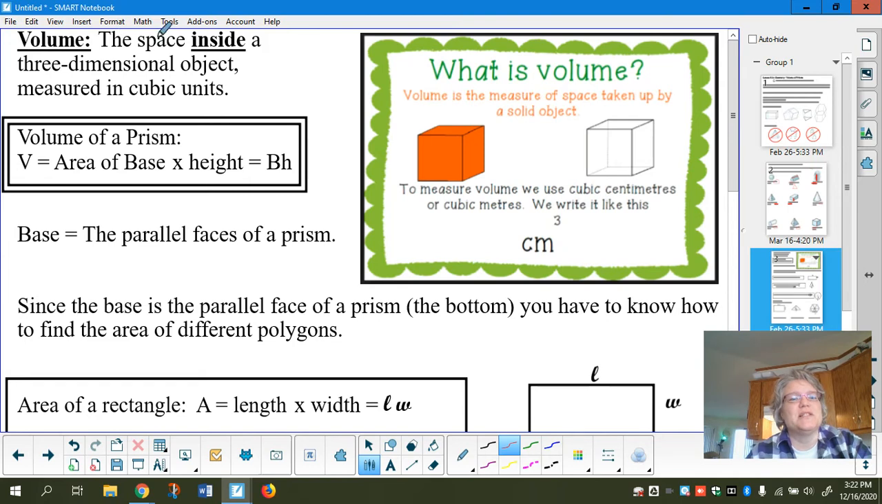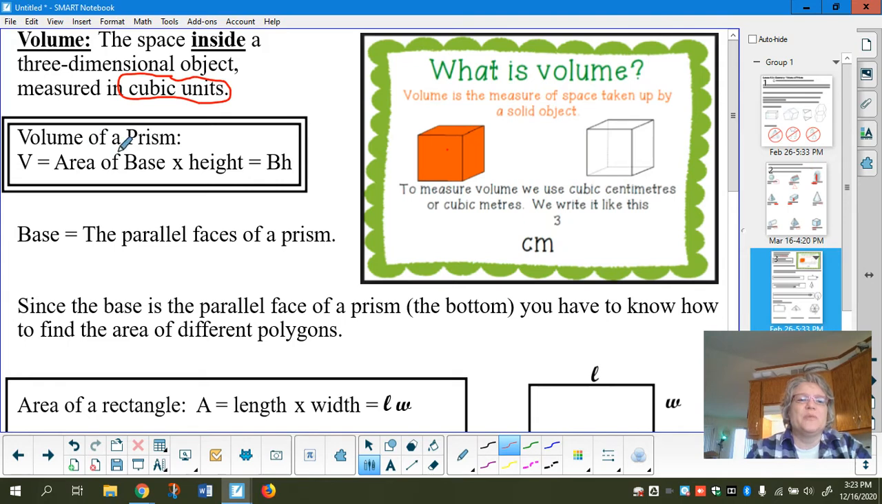So the volume is the space inside a three-dimensional object, and it's measured in cubic units. So we're thinking about how many cubes it will take to fill up something. We're not talking about one flat piece. We're talking about how many little cubes we could use to fill something up. Usually when filling something with cubes, we'd have to cut our cubes apart and rearrange them in there. They're not going to just fit nicely, but that's the idea of what we're doing.